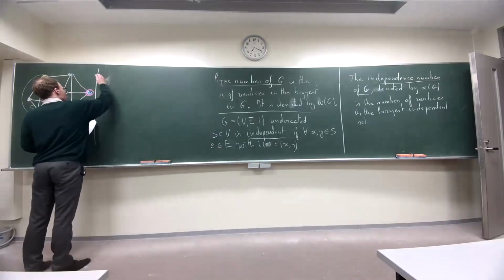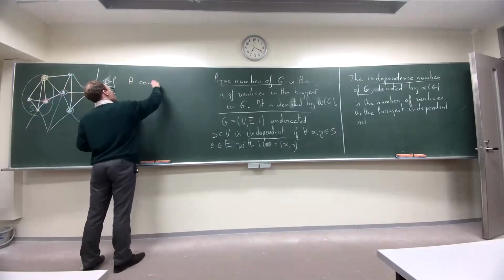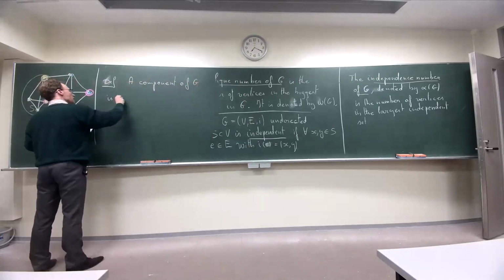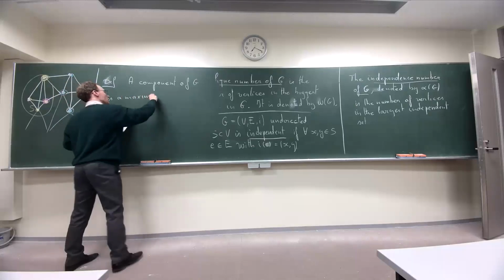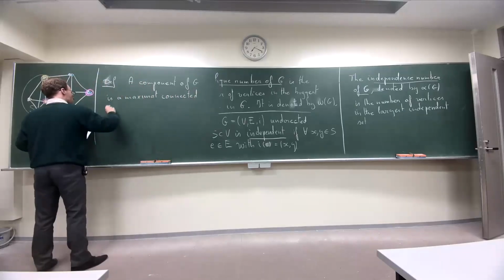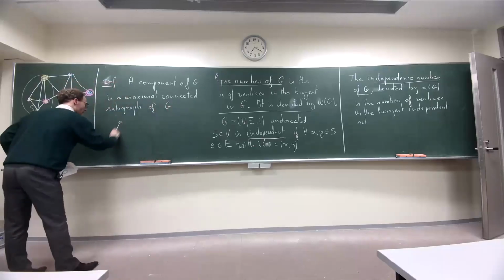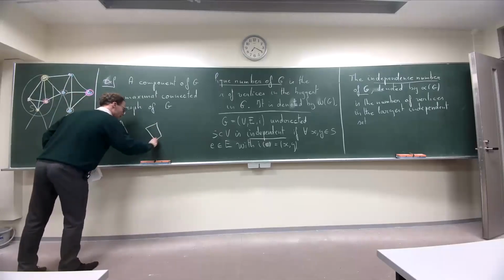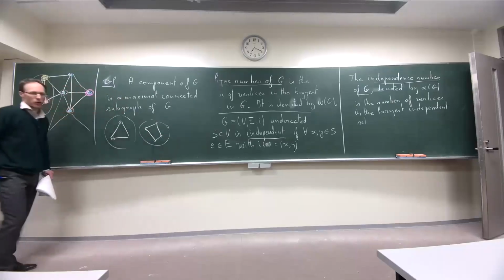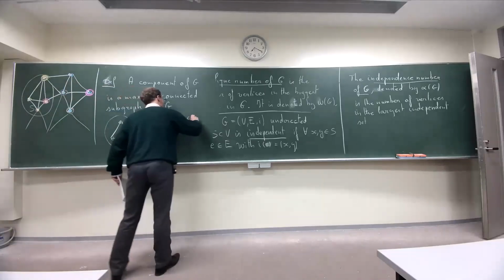Finally, a very short definition. I'm too slow today. What is a component? A component of G, this is easy, is a maximal connected subgraph of G. So you have a graph made of different disconnected components. This is one component, this is a different component. This is easy.